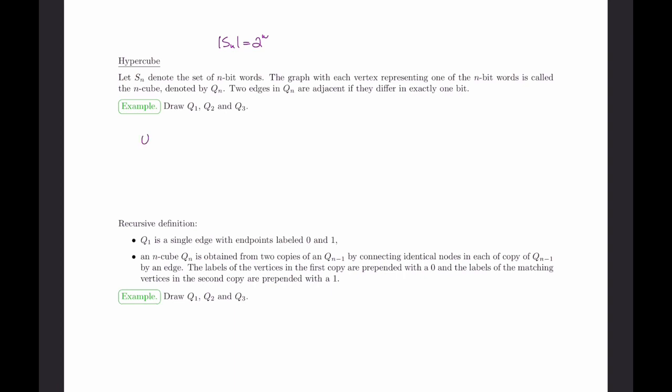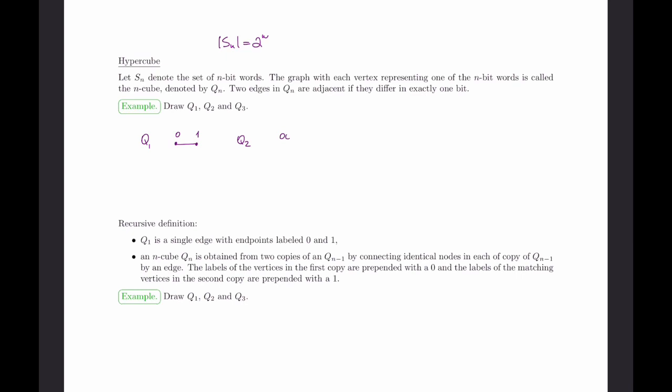Q1 means that I have 1-bit words. There are two 1-bit words, 0 and 1, and I'm going to put an edge between the vertices if the corresponding words differ in exactly 1 bit. Well, here there is only 1 bit and they differ in 1 bit, so I'm going to connect the two. Next up, I have Q2, which means that I have 2-bit words.